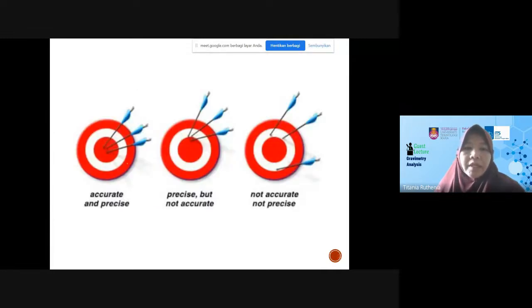So this is accurate and precise like this. Precise here, but not accurate, is like this. And not accurate and not precise is like this. So gravimetric analysis is an accurate and precise method.